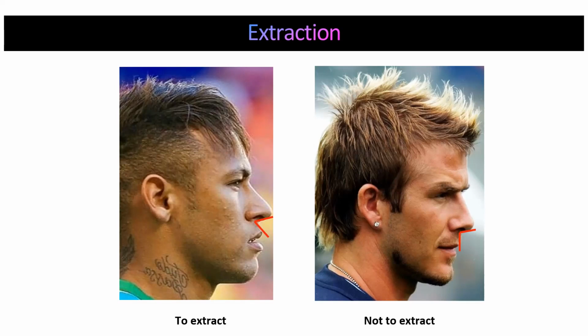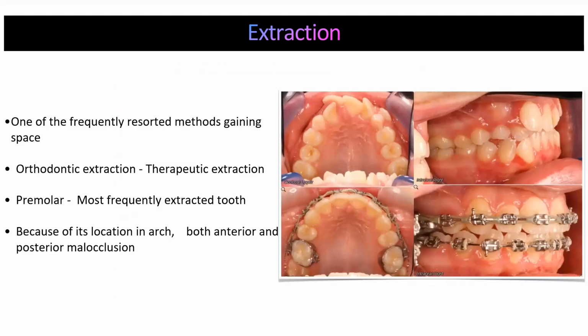Then in the second figure, the nasolabial angle is 90 degrees. That is supposed to be normal, and you don't need to perform any kind of extraction. Even this case needs care, because if you go for extraction, you are going to open up this angle and turn it obtuse. So extraction can be performed when the nasolabial angle is acute and not performed when it is normal or obtuse.